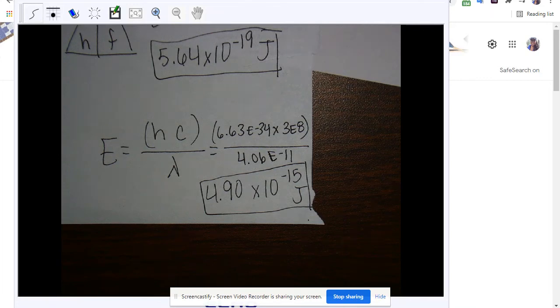Wavelength and energy, are those guys directly related or inversely related? Are they direct or are they inverse? Inverse, yep, indirect. Good, okay. Just want to make sure you guys remembered that. Okay, cool. All right, so that was the warm-up.